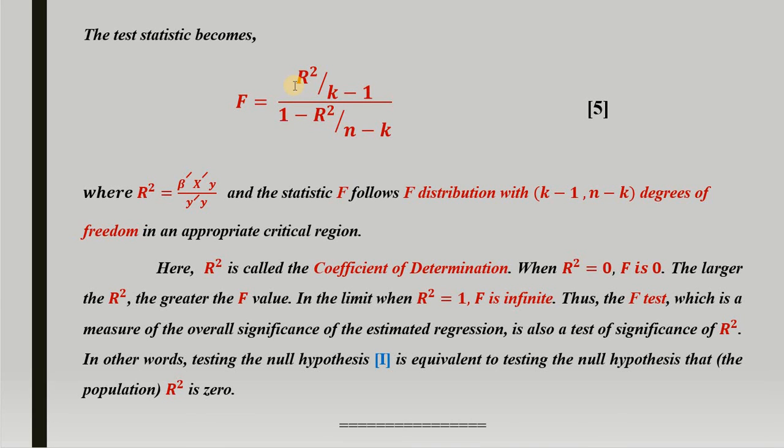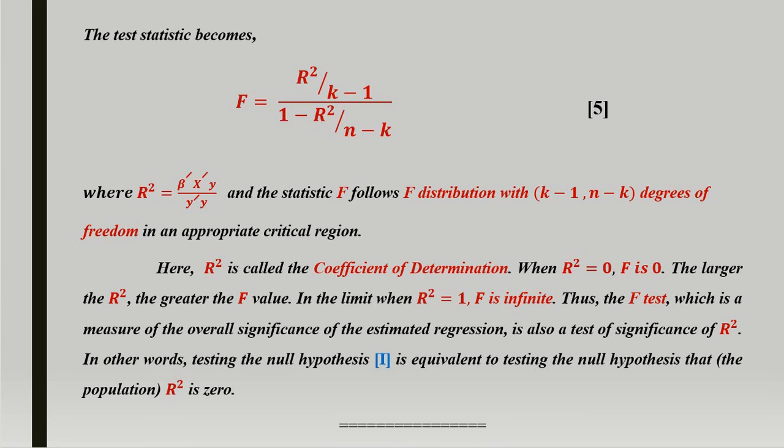F is the ratio of R square by (k minus 1) and (1 minus R square) by (n minus k). Here, what is R square? R square is equal to beta cap prime X prime y by y prime y. And the statistic F follows F distribution with k minus 1 and n minus k degrees of freedom in an appropriate critical region. Here, R square is called the coefficient of determination.